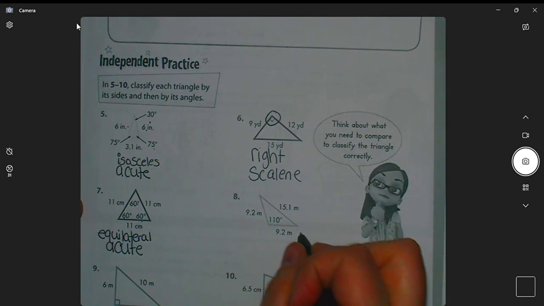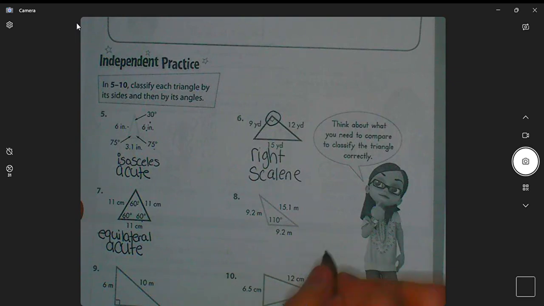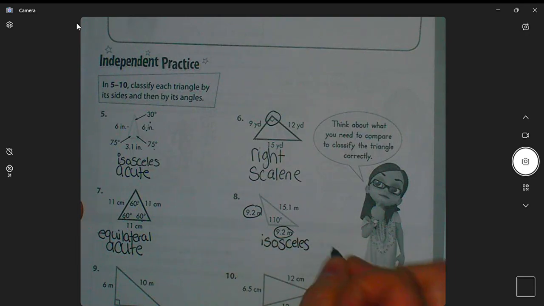Last one. 9 and 2/10, 9 and 2/10, 15 and 1/10. Do you think it would be isosceles, scalene, or equilateral? Yes, it is isosceles because I have two sides that have the same measurement. Now, is my triangle obtuse, acute, or right? Oh, you're on it. It's obtuse.